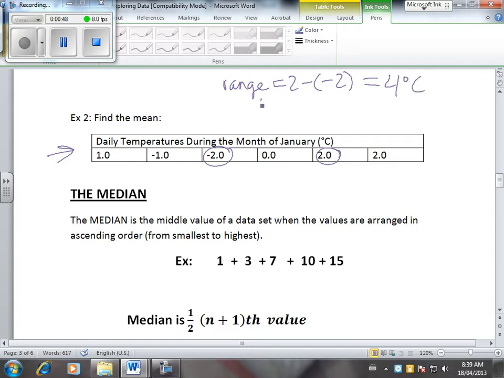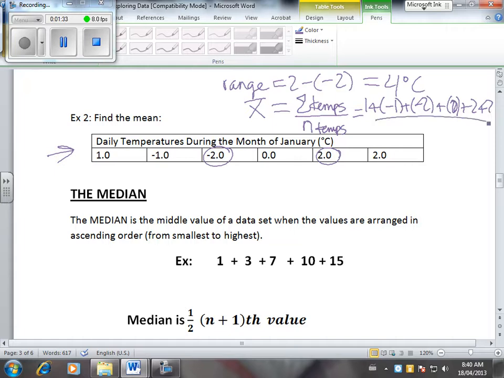We also talked about mean, which we show with an X and a line over it. And to find mean, we add up each value and then divide by the number. So it would be sigma temperatures over the number of temperatures. So N is number. And so this would be 1 plus -1 plus -2 plus 0 plus 2 plus 2. So that's 0 minus 2, and then over 1, 2, 3, 4, 5, 6. So that equals 2 over 6, or 1/3 degrees Celsius, or 0.033.